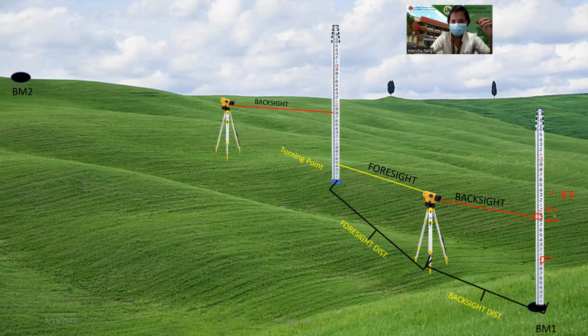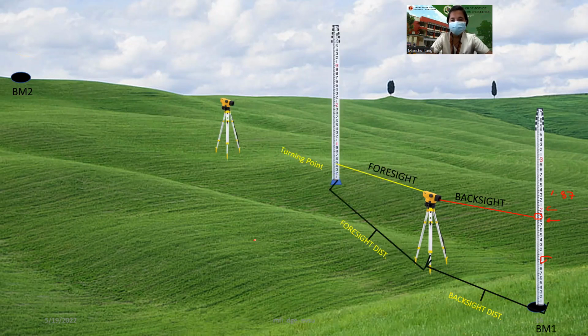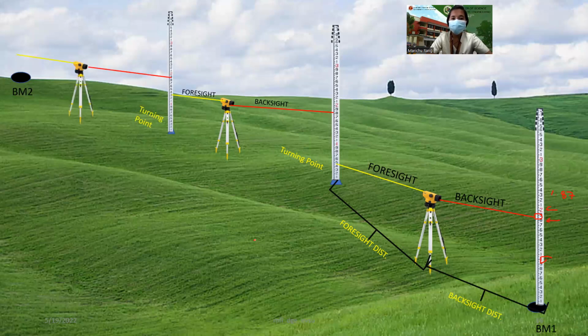Okay, proceed. So another turning point. Then take a foresight. Tapos transfer na naman ang instrument. Backside, foresight, transfer instrument. Kuha ka ng turning point, backside, foresight. So kung babalikan ulit: take a backside, turning point, foresight, then transfer the instrument, backside, another turning point, foresight, transfer the instrument, then backside, then foresight until maabot mo si benchmark number 2.